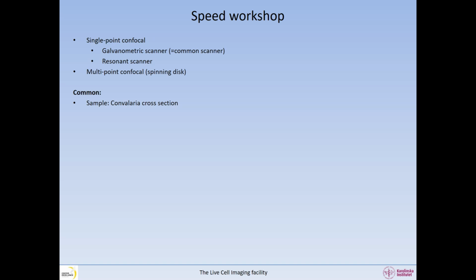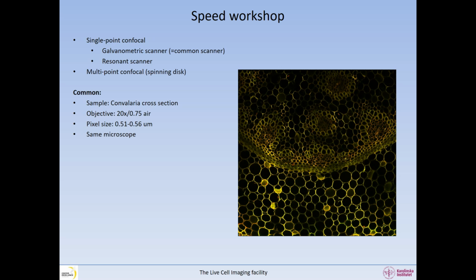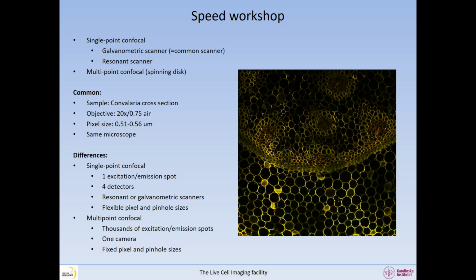The things that will be common in the three modes is the sample. So this is a convallaria cross-section. It's an autofluorescent piece of plant. We will always have the same objective. It's a 20x air NA 0.75 objective. And we have done our best to keep the pixel size constant. So we have about 0.5 micron per pixel. And we have the same microscope. I will show it to you.